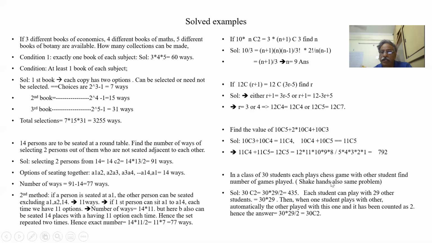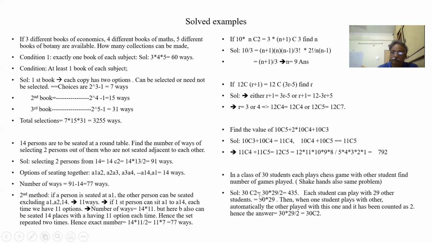It also applies to shaking hands. Suppose each student has to shake hands with the others. So we need 2 persons to have a handshake, so 30C2. So chess game or handshake, any of 2. If 3 persons are there, then 30C3. So the C2 will automatically consider the division by 2 here. If you do the rough method, 1 person can play with 29, 30 into 29, with a repetition of 2 times, so 30 into 29 by 2. All this description is converted to one single formula, that is 30C2.